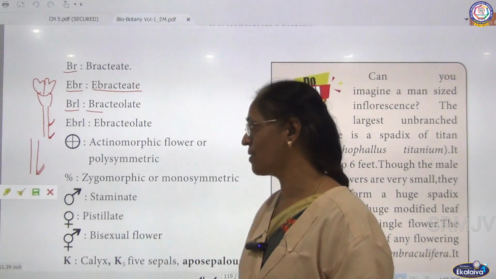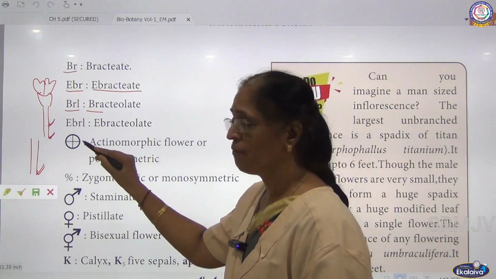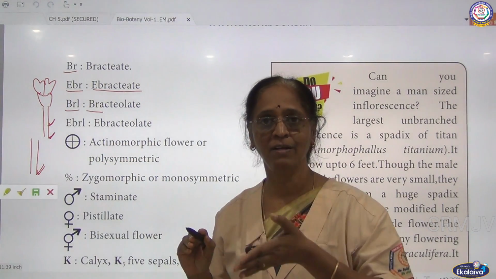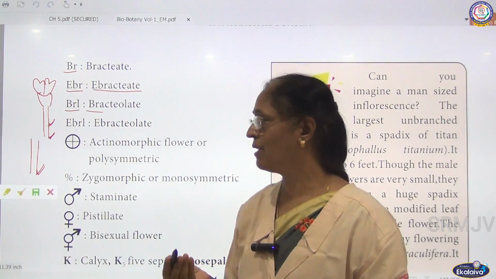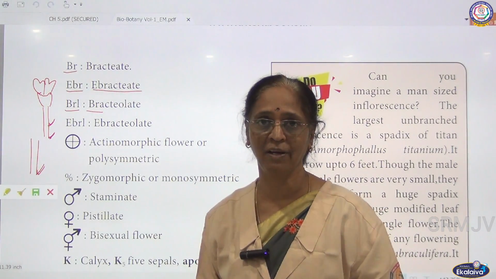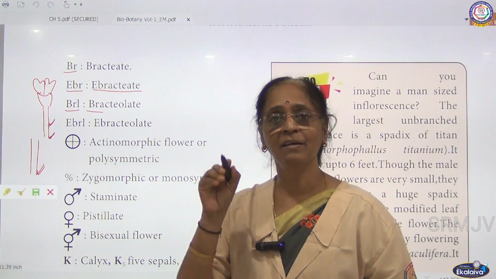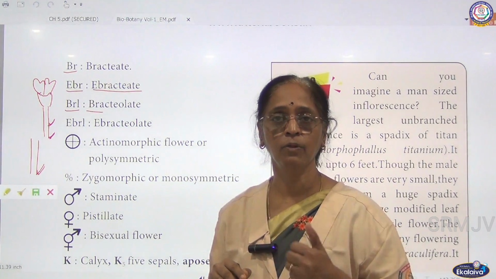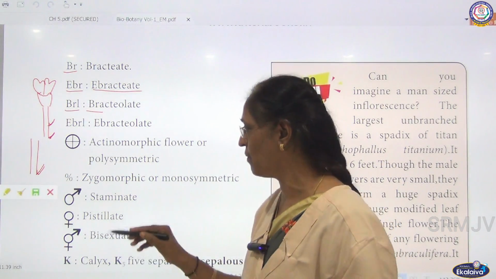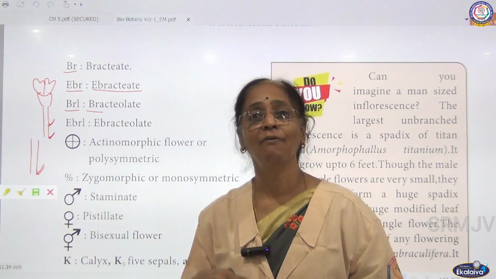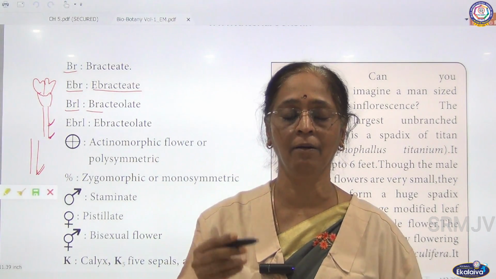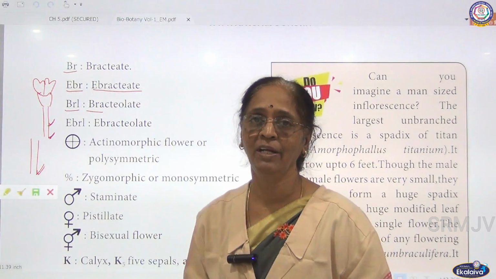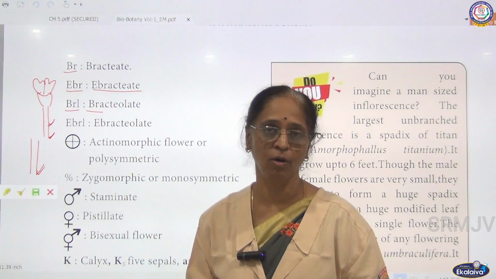When we talk about symmetry, the flower can be divided into 2 equal halves at any plane, then you call it an actinomorphic flower. If we can cut the flower into 2 equal halves at only one plane, we call it zygomorphic. If we are not able to cut the flower at any angle or any plane, then we call it an asymmetric flower.